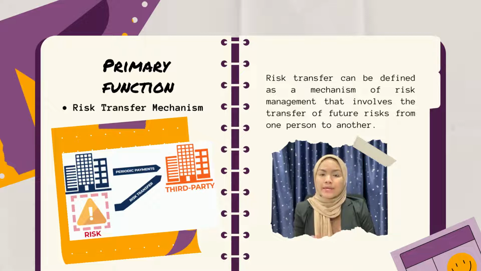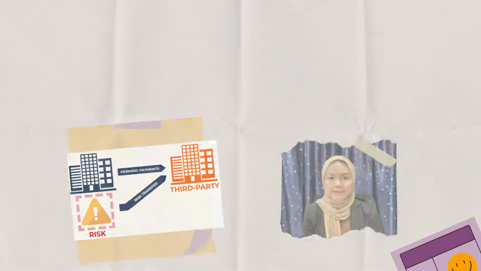Risk transfer can be defined as a mechanism of risk management that involves the transfer of future risks from one person to another. One of the most common examples of risk management is purchasing insurance, where the risk of an individual or a company is transferred to a third party such as an insurance company.